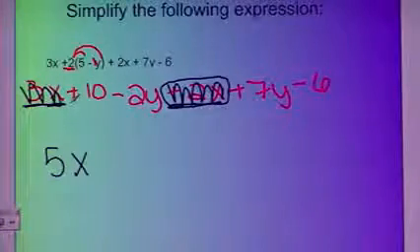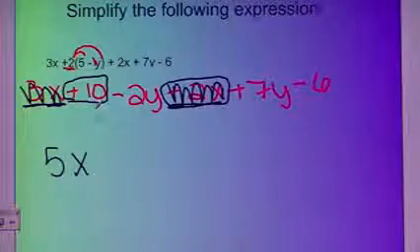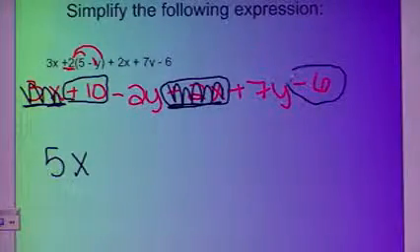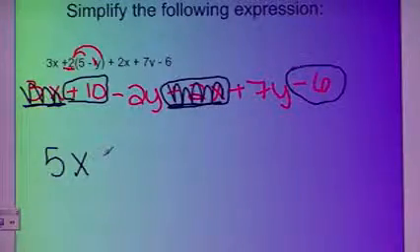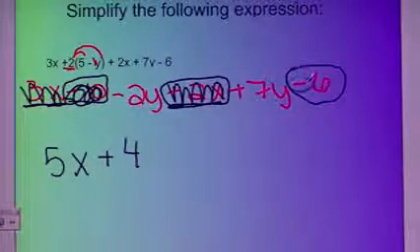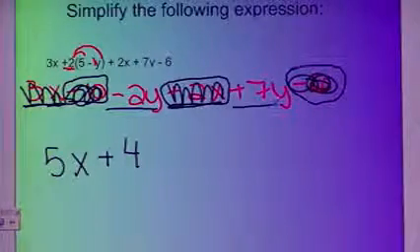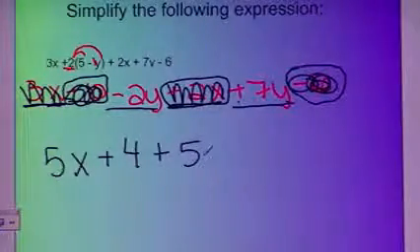All right, next I see a positive 10. Do I have any other plain old numbers that don't have any other letters with them? Well, positive 10, and that has a y, that has a y. Here's a minus 6. So I'm going to think positive 10 and a negative 6 give me a positive 4. Okay, so now I've combined my numbers. That is excellent. Last, I have a negative 2y and a positive 7y. When I combine those, negative 2y plus 7y, I'm going to get a plus 5y.